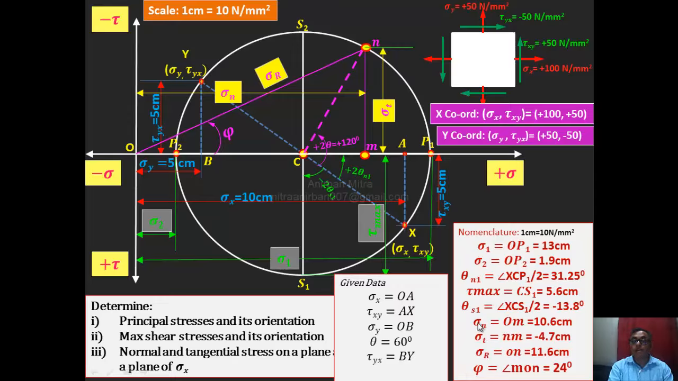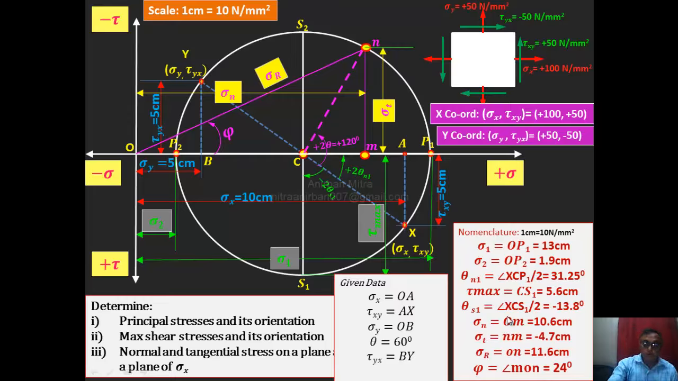Sigma r is basically the square root of sigma n square plus sigma t square. Here in the graphical method it will be OM. If you measure it, it comes to 11.6 centimeter, and phi is the angle between MO and N. So the angle MON is called phi. This angle is not the half angle. Any angle measured with C should be the half angle, and an angle measured with O is your obliquity angle, which is measured at 24 degrees only. So these are the notations you should remember.